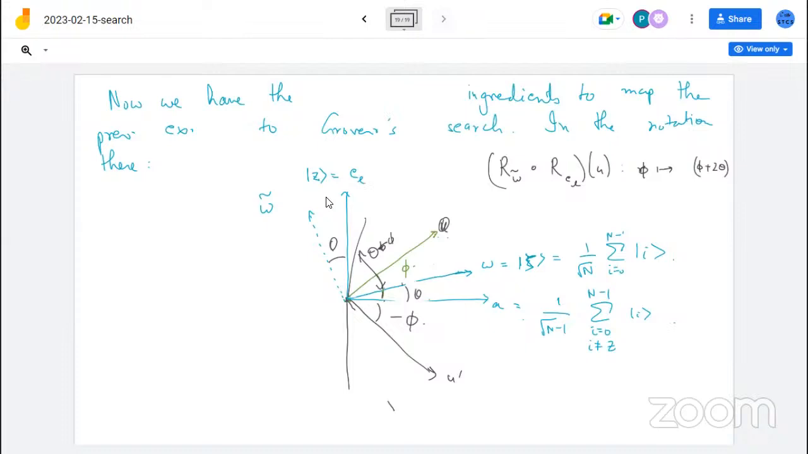So if we do this, we know what theta is. What is theta? Sin theta is just the inner product of z and w, which is 1 by root n. Angle theta is about 1 by root n. So each time I am moving by 2 theta. So in roughly root n steps, I will be very close to z.